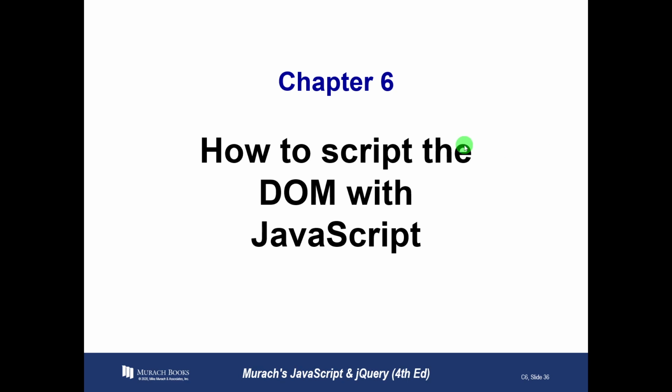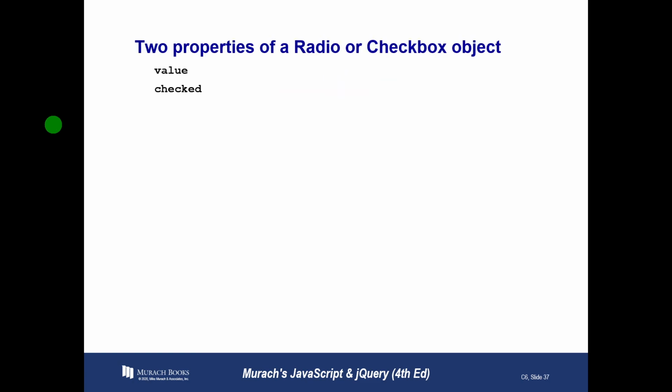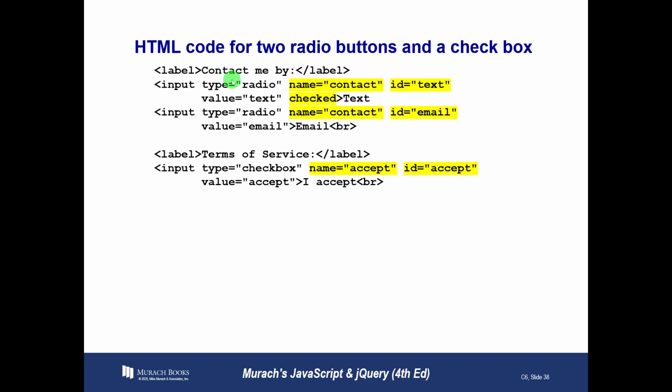In this video, we're going to talk about radio buttons and checkbox objects. Radio buttons and checkboxes both have some properties. They have a value property and they have a checked property. And we'll see how we can work with those properties in just a minute.